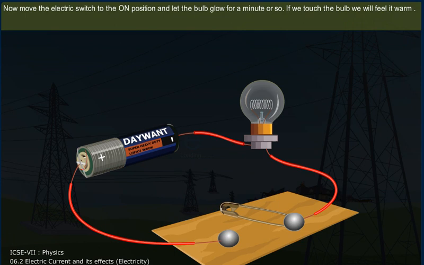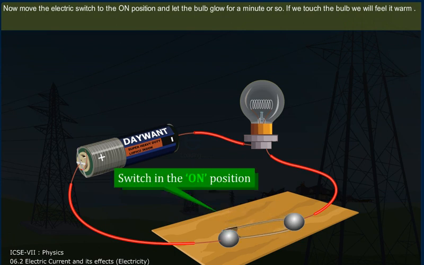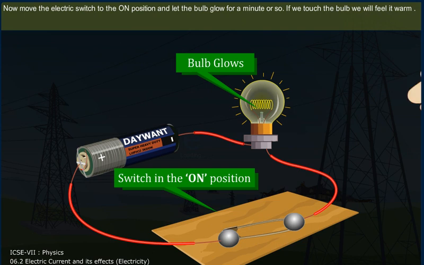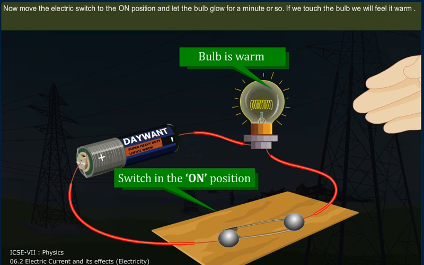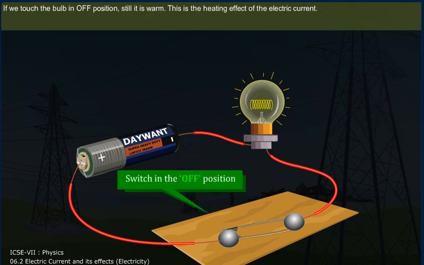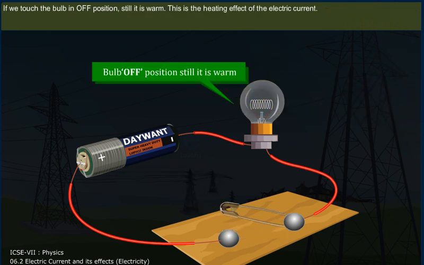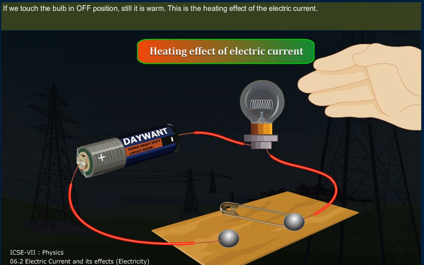Now, move the electric switch to the on position and let the bulb glow for a minute or so. If we touch the bulb, we will feel it warm. If we touch the bulb in off position, still it is warm. This is the heating effect of the electric current.